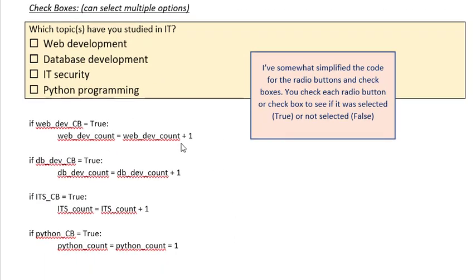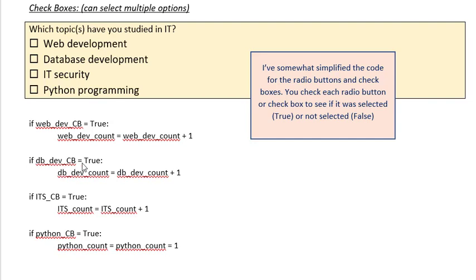In the code, and again, this is loose code, I just wanted to add it in here for the logic so that you would understand the concepts. So I've got each of these checkboxes. If the web development checkbox is true, meaning that it's selected, we're going to add to the development count to get a number of how many students have taken web development classes or workshops. So we're going to add 1 to that count.